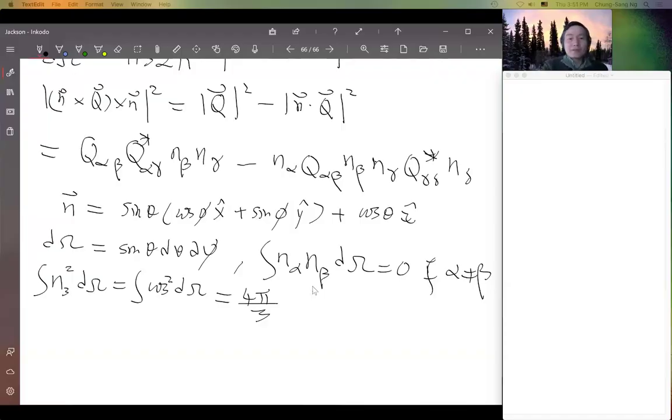You see that it's actually exactly the same, although the reason may not be the same. So like n1 squared would be sine squared theta, and then you have cosine squared phi, and then d omega. The d omega will be this one, sine theta d theta d phi. And the phi integration will give you just pi instead of 2 pi, because you have cosine squared, right?